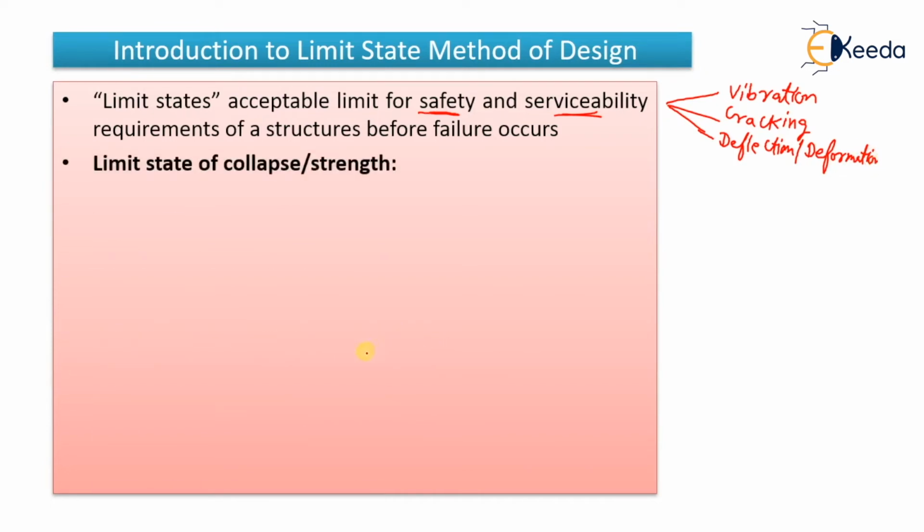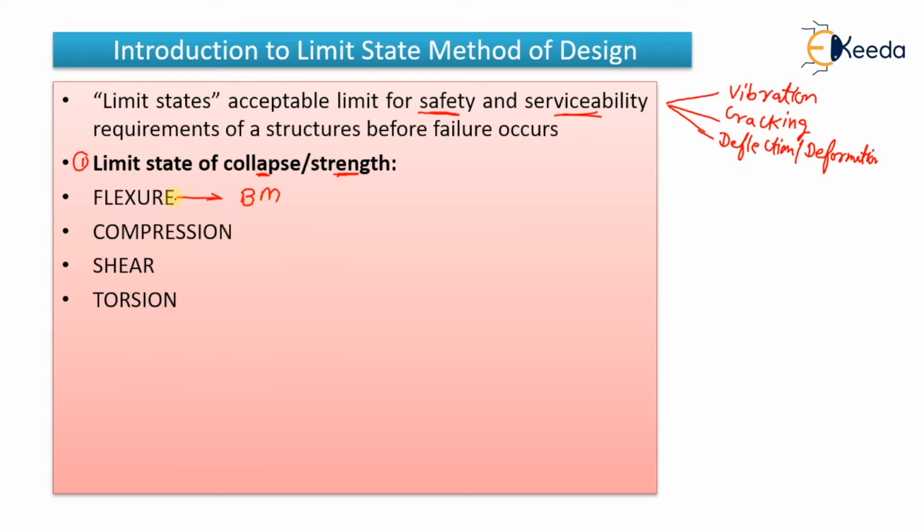Clear? So these are the 3 criteria. Now first, as I told you, limit state has 2 types. The first one is limit state of collapse or strength. It is also known as limit state of collapse or limit state of strength. Now what does that mean? First, let me give you its subtypes. Flexure means what? It is its resistance against bending moment, compression, then shear forces and torsion. So all these 4 criteria come under the category of limit state of collapse or strength. Clear? This thing I have explained to you in the previous slide.